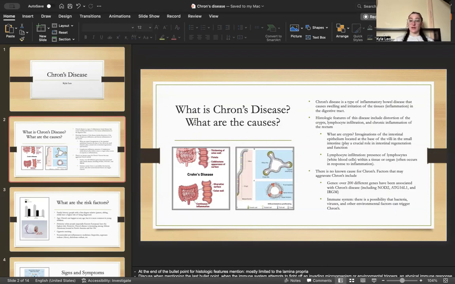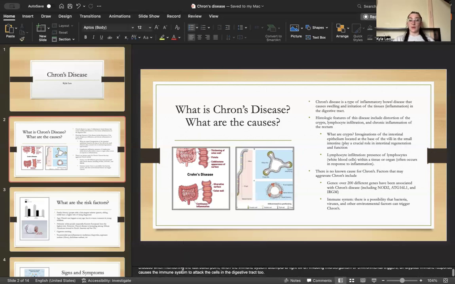Some of the histologic features of this disease include distortion of the crypts, which we'll get more into, lymphocyte infiltration that I will also go into more detail about, and chronic inflammation of the rectum. So, what are crypts? Crypts are invaginations of the intestinal epithelium located at the base of the villi in the small intestine. These play a crucial role in intestinal regeneration and function. Lymphocyte infiltration is just the presence of lymphocytes, or white blood cells, within a tissue or organ, and it often occurs in response to inflammation.